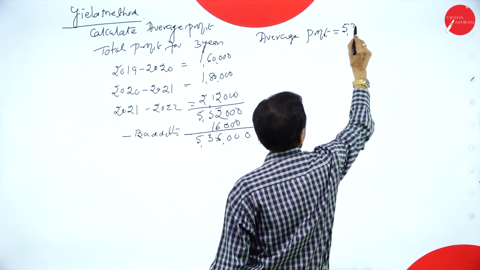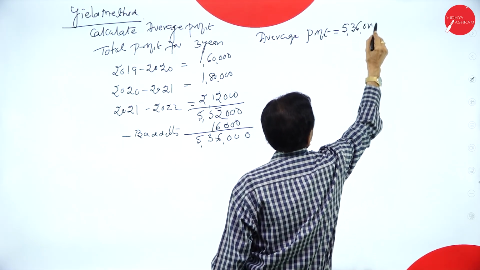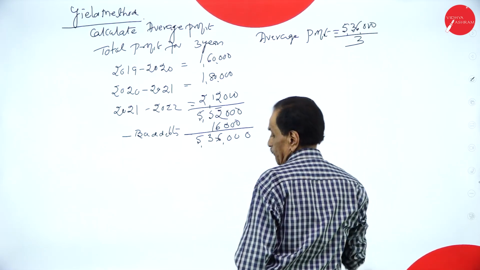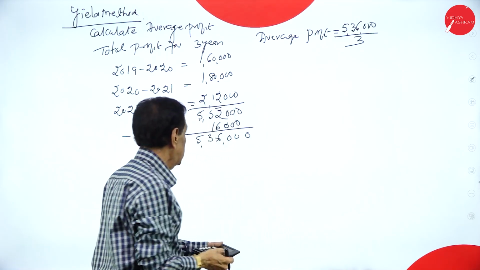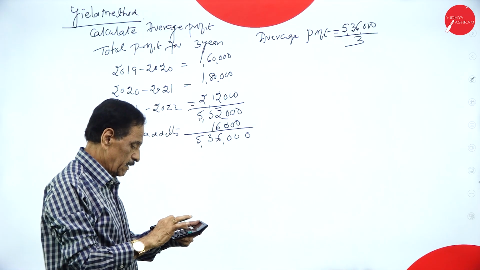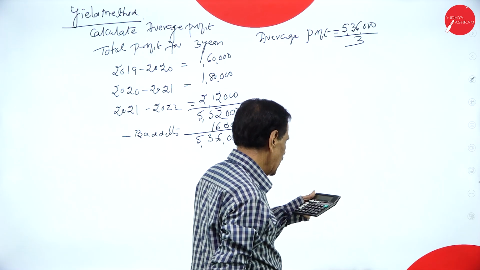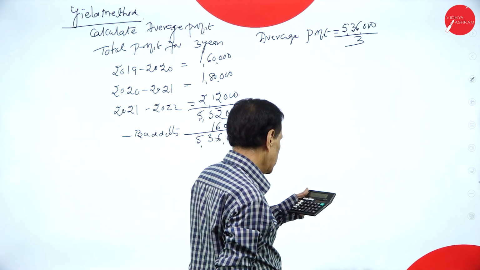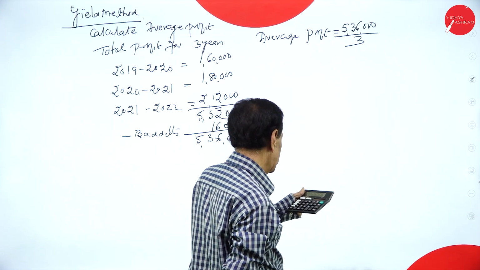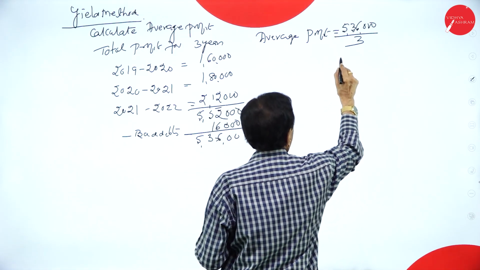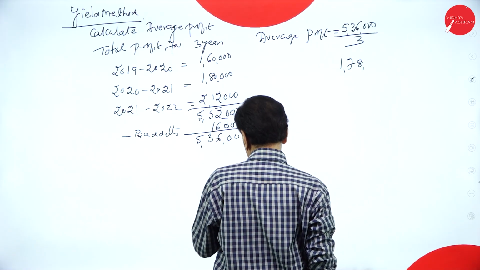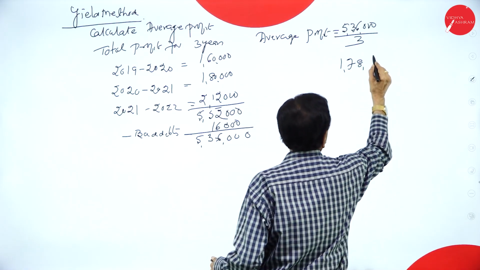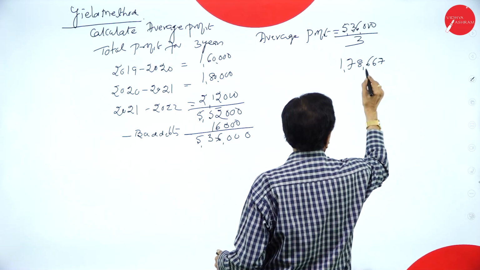Average profit: 5,36,000 divided by 3. 5,36,000 divided by 3 is 1,78,667. 1,78,667 is the average profit.